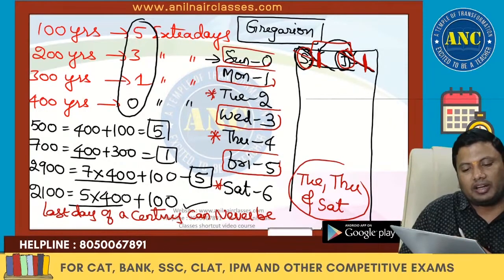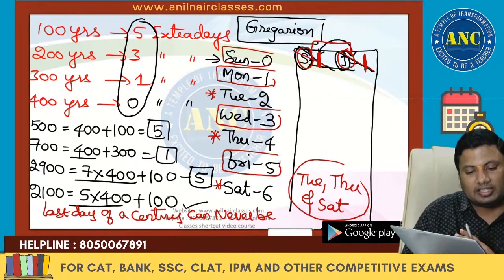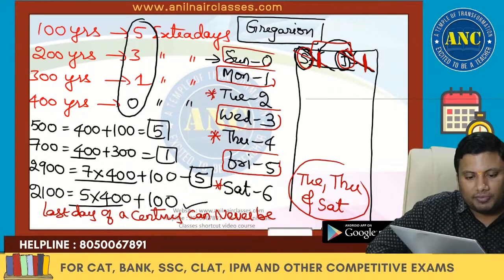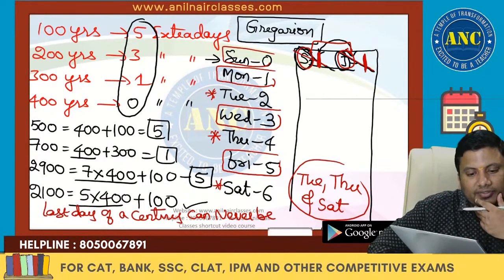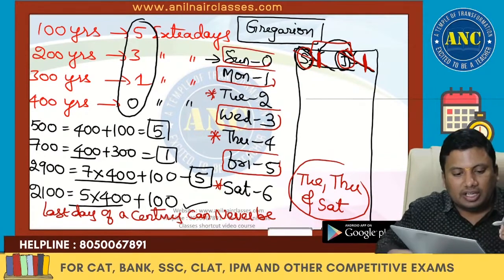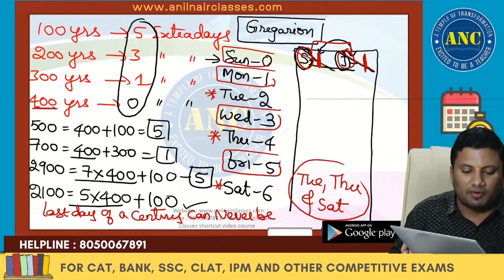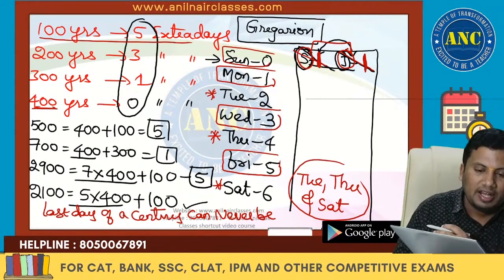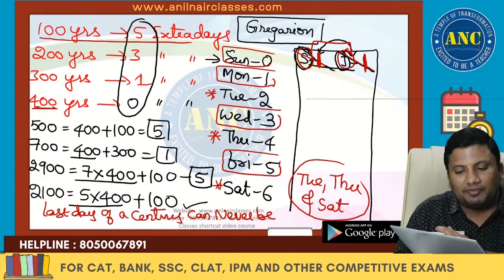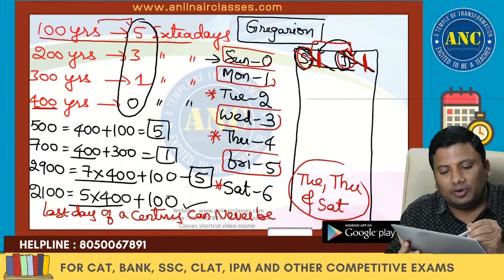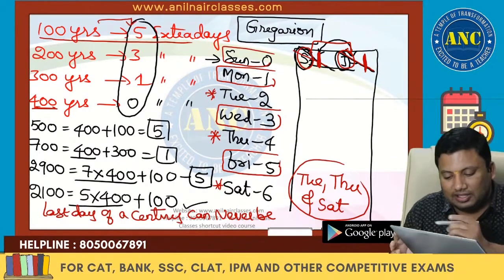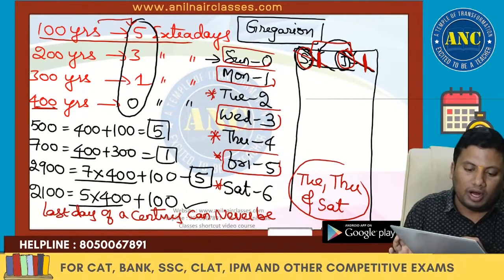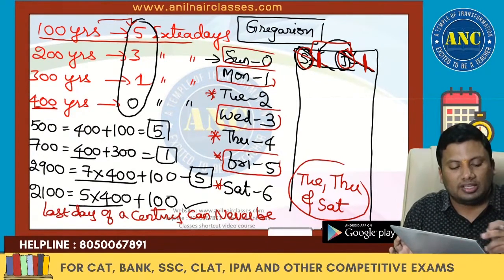100 years, 5 extra days. 200 years, 3 extra days. 300 years, 1 extra day. 400 years: for 100 it is 5, so for 400 it is 20. This is a leap year, so an extra 1 will come. 100 years has 5 extra days, which means the code value for the last day of the 100th year is nothing but 5. 5 is nothing but Friday. 5 is possible, 3 is possible, 1 is possible and 0 is possible.